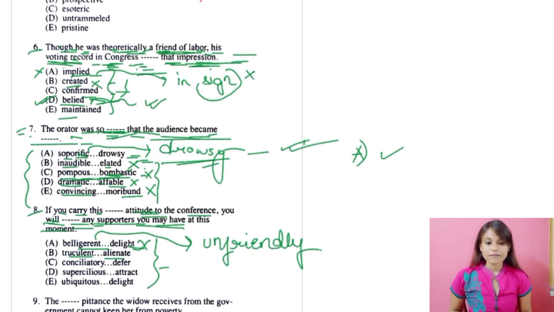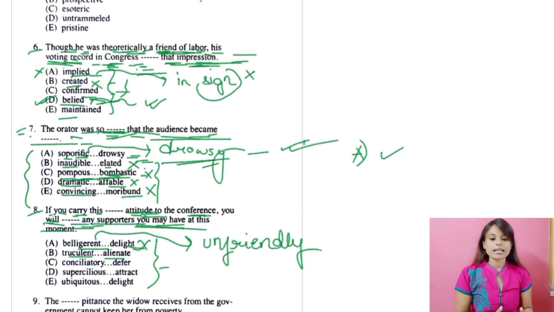Truculent means a defiant, aggressive or hostile attitude. Once again, this also means unfriendly attitude. So I'm putting it over here. If you carry this truculent attitude to the conference, you will alienate any supporter you may have at this time. Yes, this is making sense. What sense is this making?